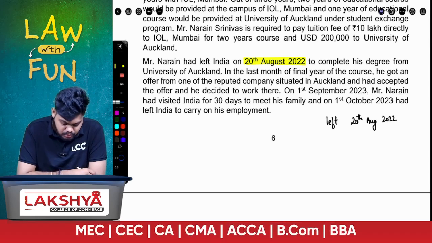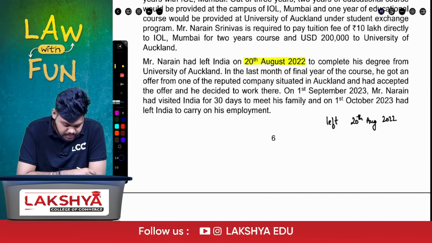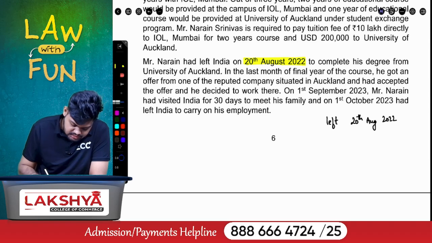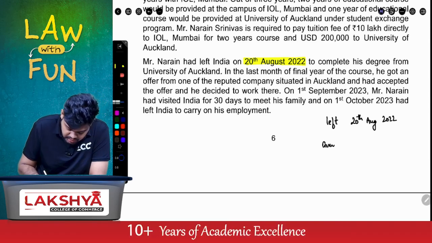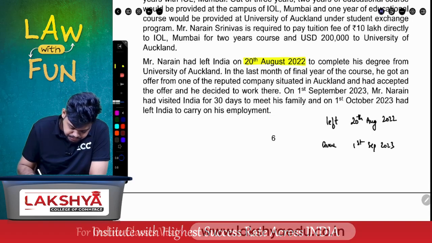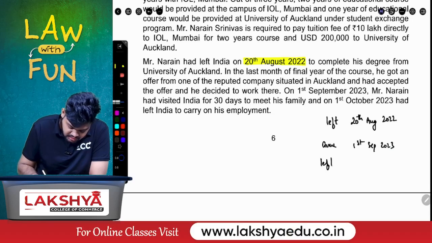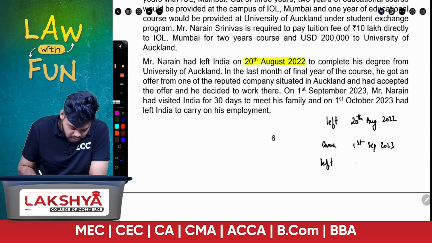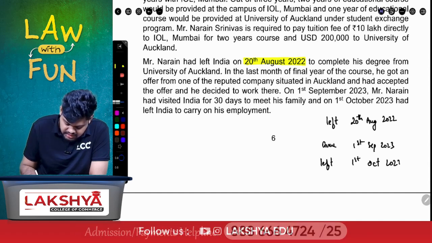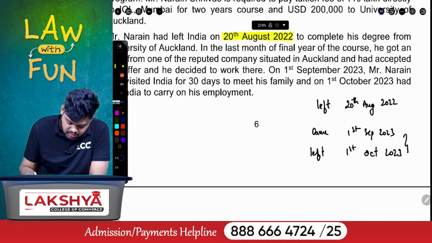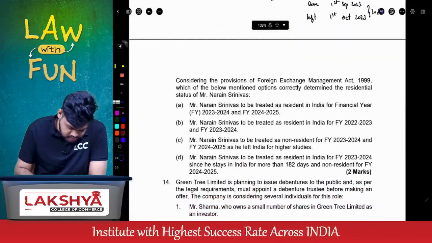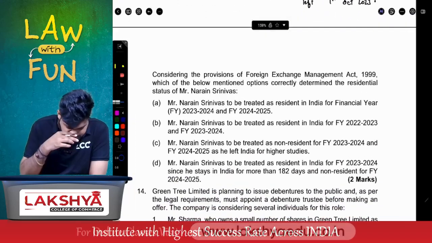On 1st September 2023, Mr. Narayan had visited India for 30 days. So he came back to India on 1st September 2023 and again left India to meet his family, and on 1st of October 2023 he again left India. So he stayed in India only for 30 days in this particular financial year. That's the question. So that should be the question. Give me his residential status.